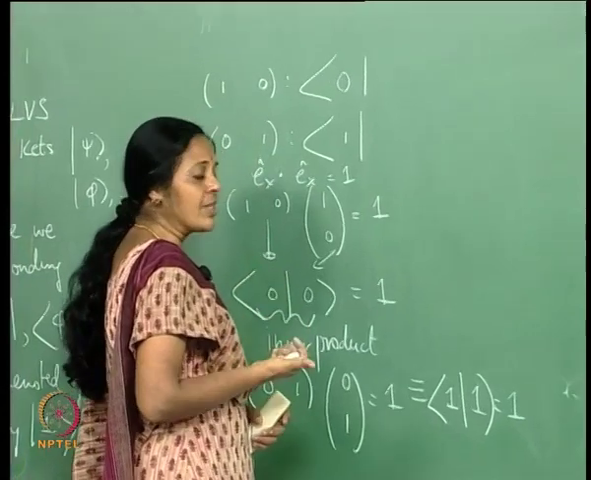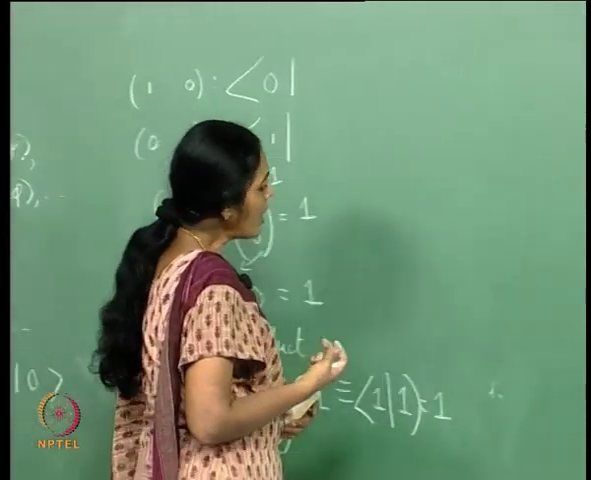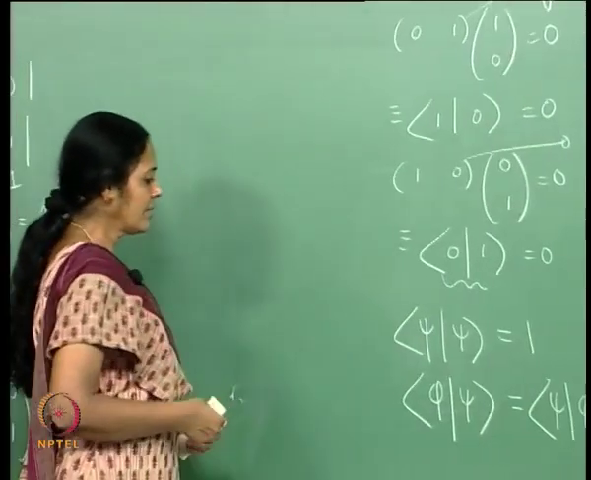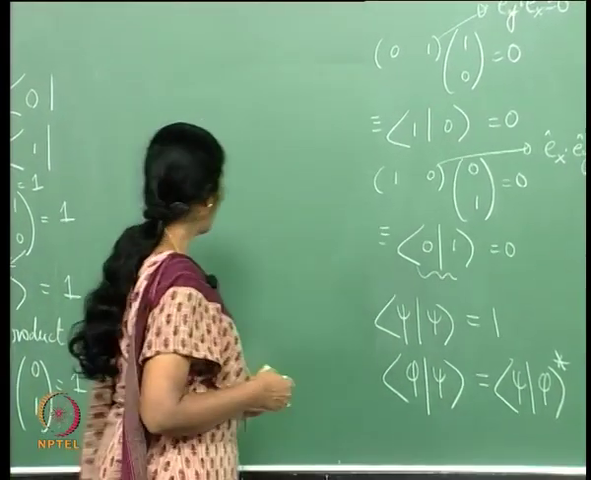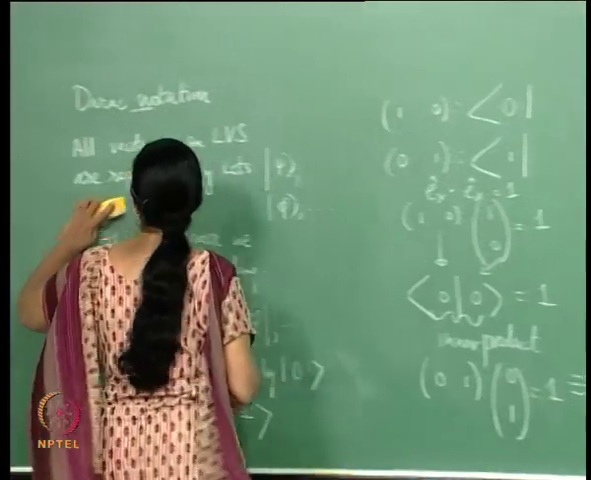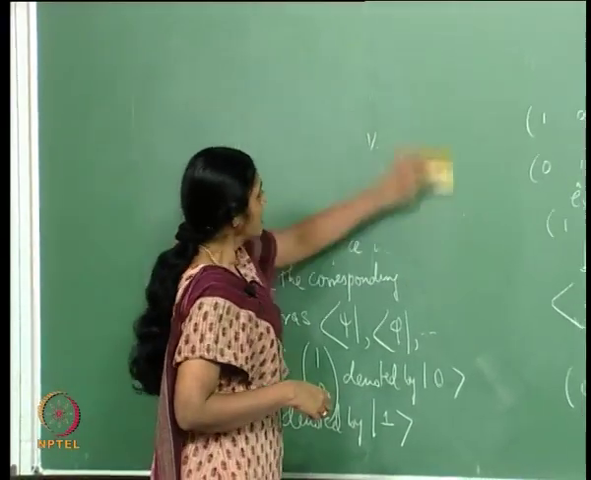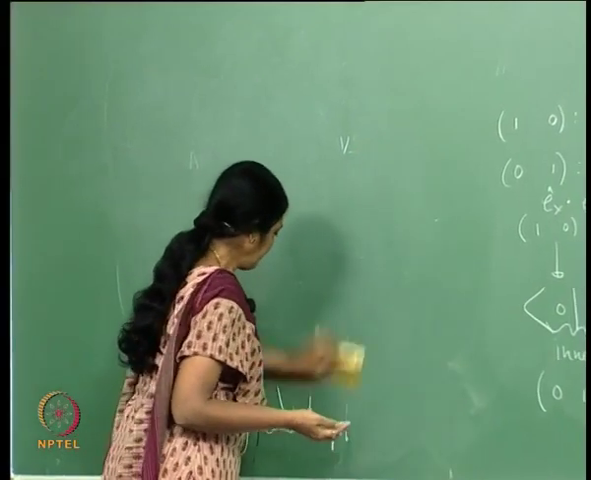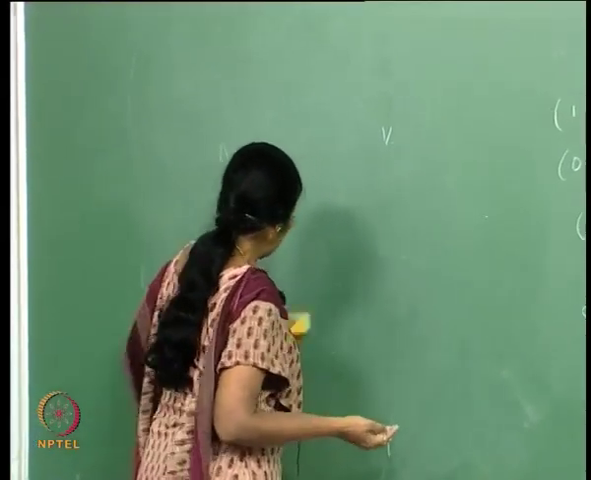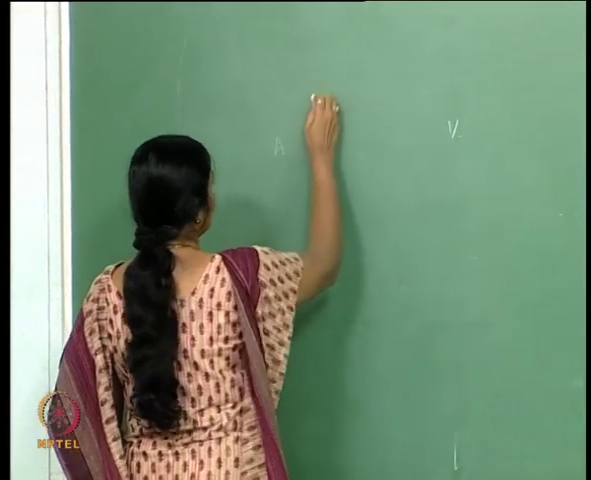But many other things can be done. Apart from producing scalars, I can produce matrices. After all, this is true. Consider the same example that we had, 1 0 and 0 1.